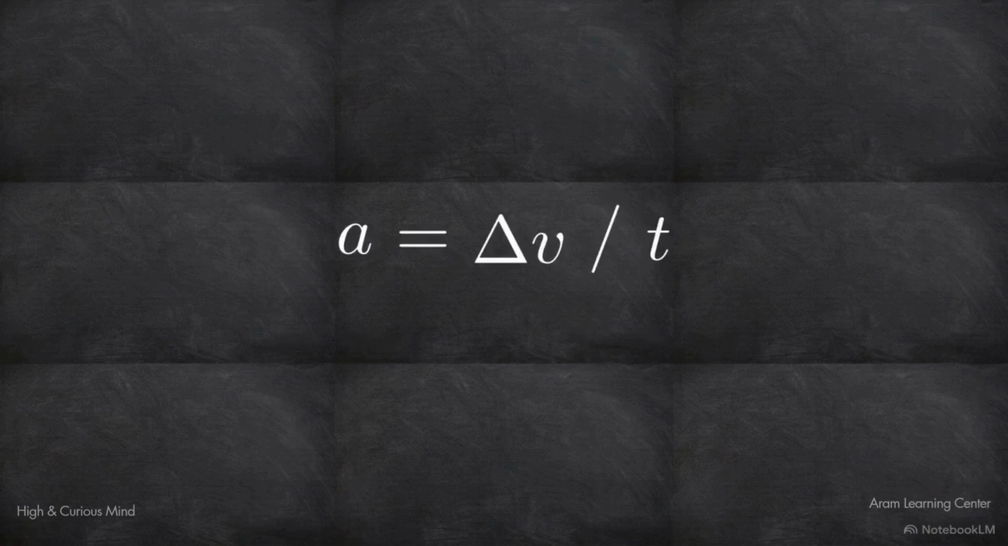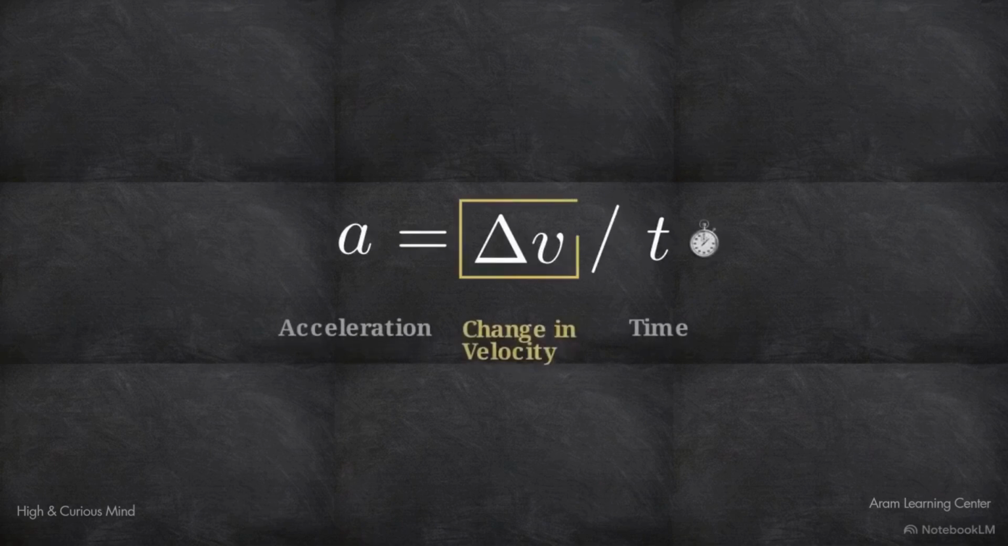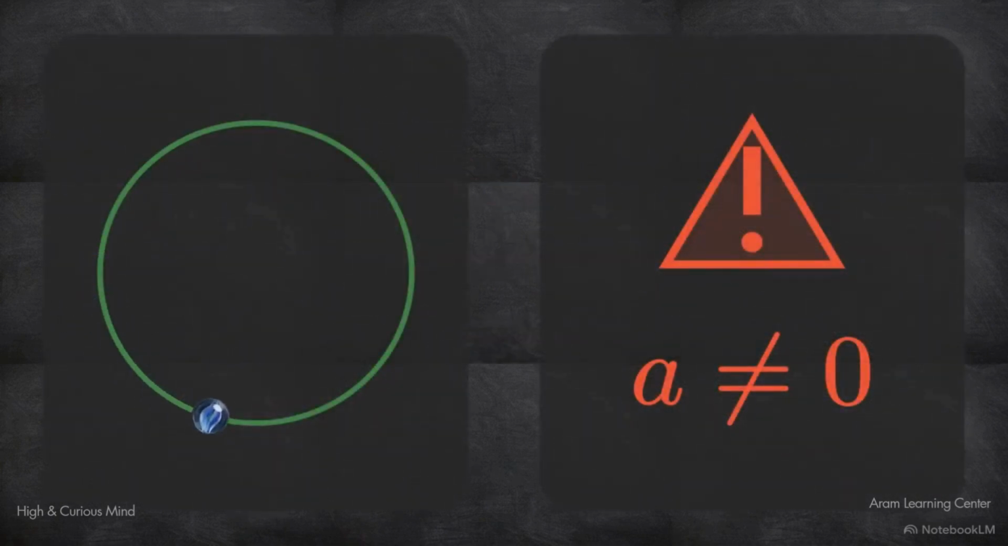Now let's look at the standard formula for average acceleration. Acceleration is equal to the change in velocity divided by time. If the velocity is changing, which we just proved it is, you automatically generate a mathematical acceleration value. This is one of the most common traps on a physics exam. An object in uniform circular motion is constantly accelerating precisely because its direction never stops changing.